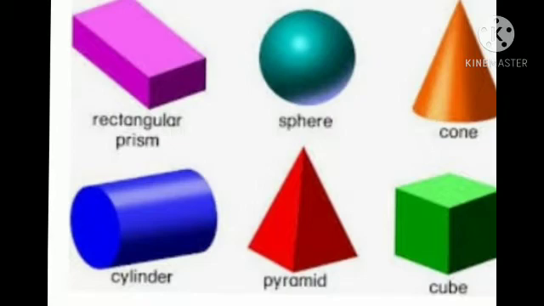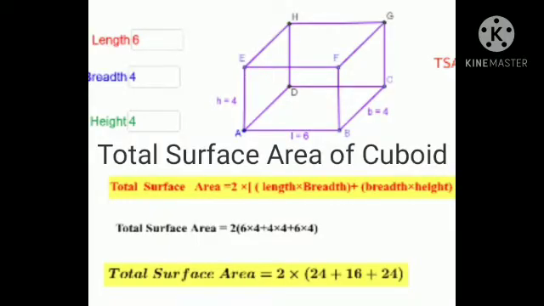You can observe some solid shapes here: cube, cuboid, cylinder, sphere, cone, etc. are solid shapes. Here we will learn the total surface area of some solid shapes. Total surface area means the area of all faces. In short, total surface area can be named as TSA. Okay, TSA is total surface area. At first, the TSA of a cuboid. Total surface area of a cuboid.